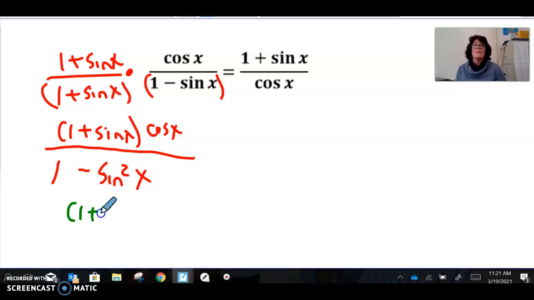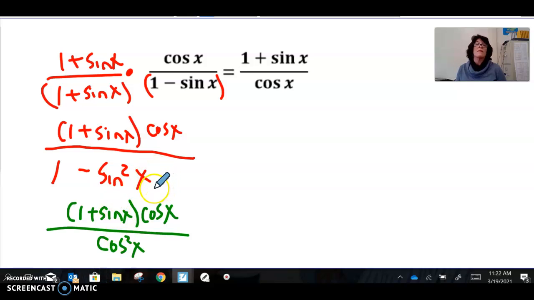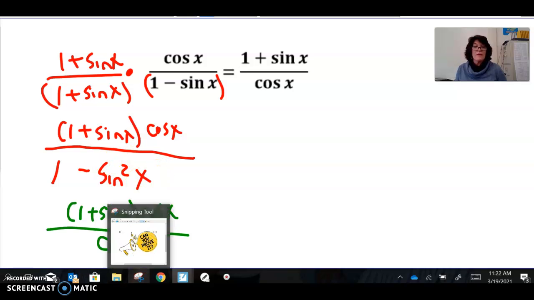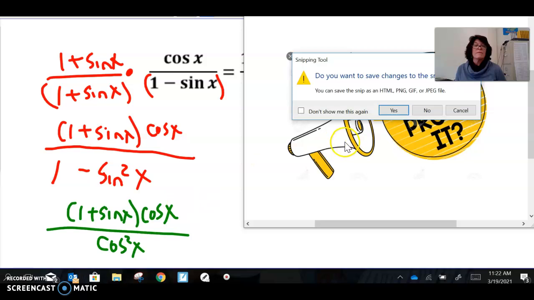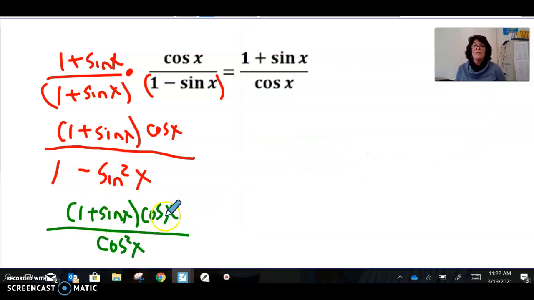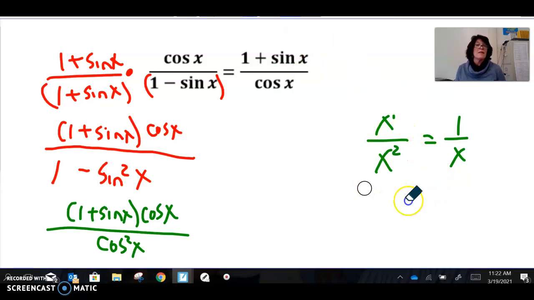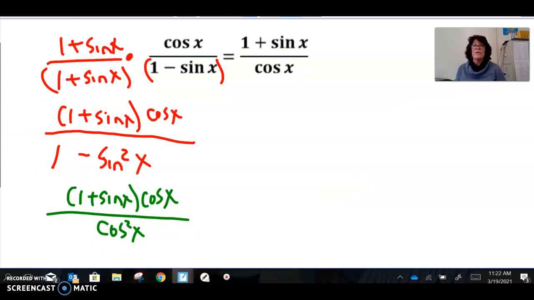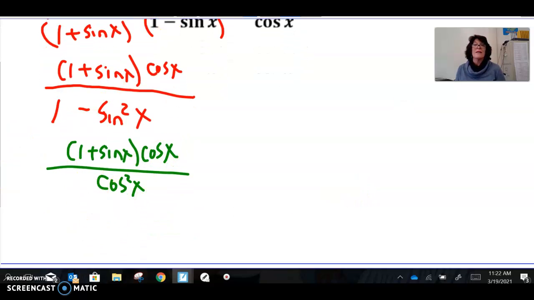So I'm just going to rewrite the top the way it is. I didn't really do much with that. But I changed this to cosine squared. Since sine squared plus cosine squared equals 1, 1 minus sine squared is the same as cosine squared. Well, I notice I have a cosine over cosine squared. Just like if I have an x over x squared, that's 1 over x. Okay, you subtract the exponents. It's the same thing in trig. Okay, cosine over cosine squared is 1 over cosine.